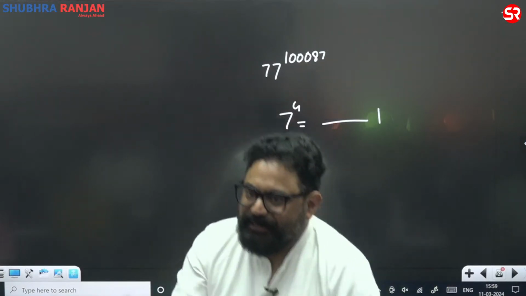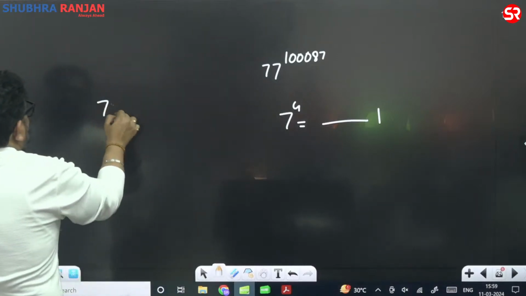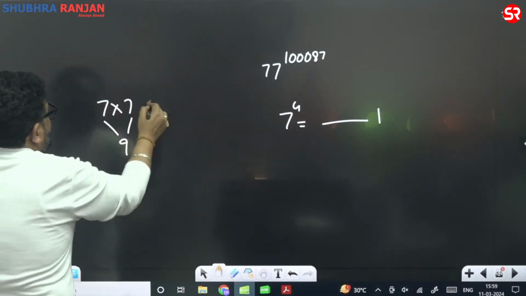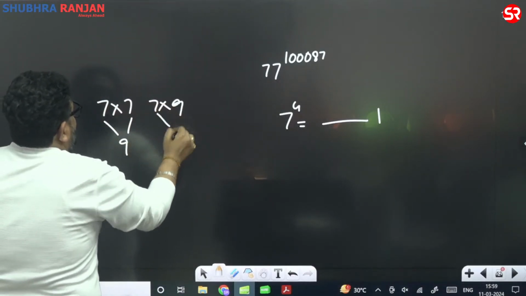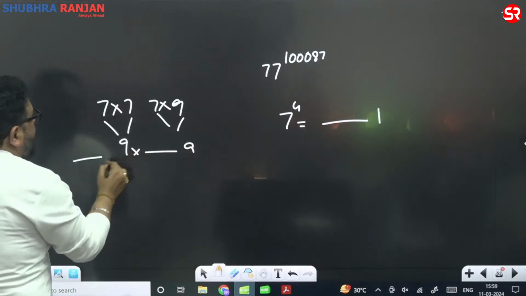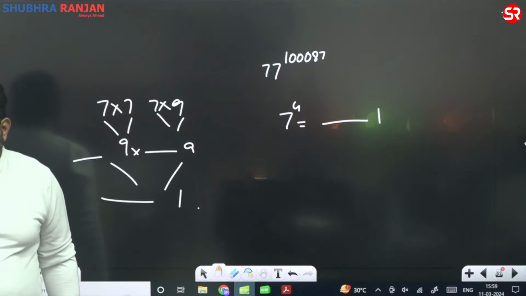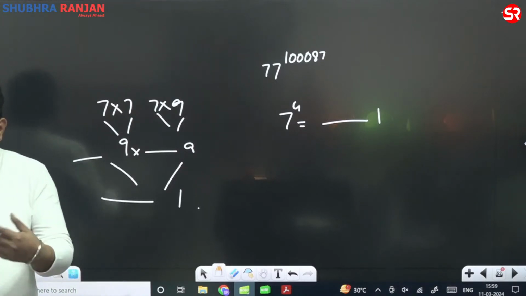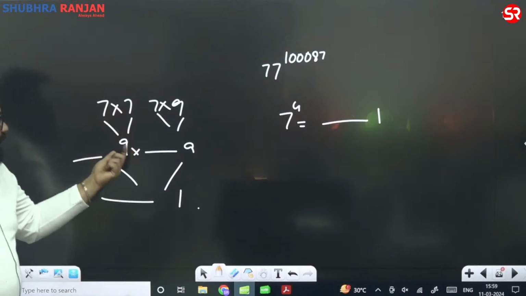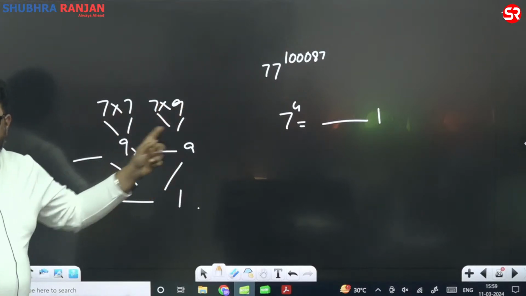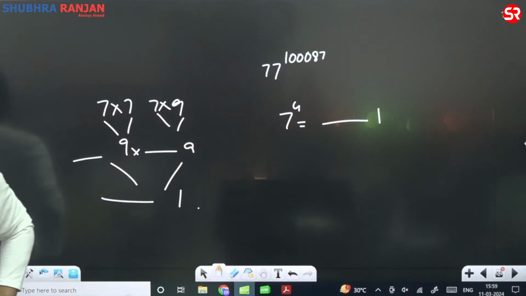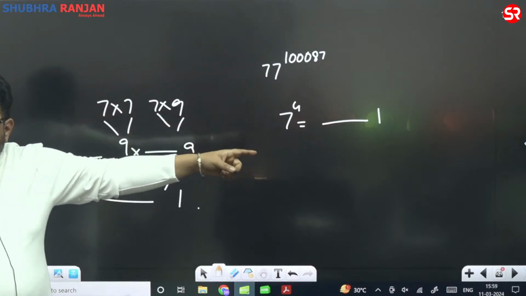Shall I write it? Let me write it. 7 sevens are 49, ending with 9. 7 nines are 63... 7 sevens are ending with 9, 7 sevens are ending with 9, 9 nines are ending with 1. So 7 when written 4 times gives you 1 at unit place.